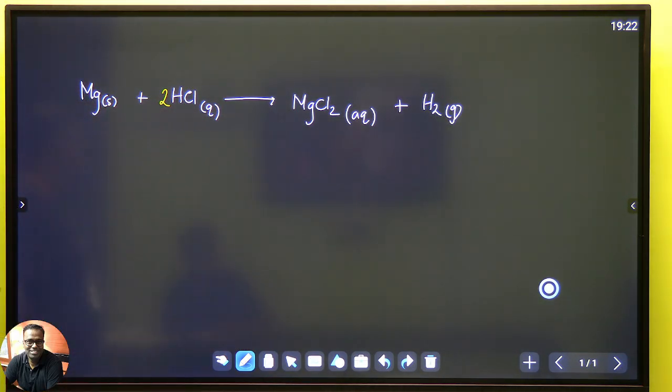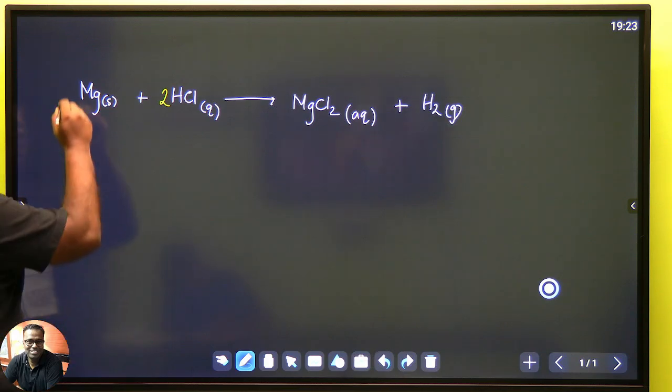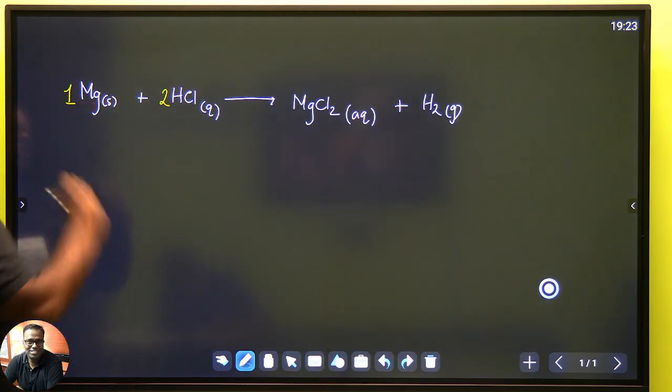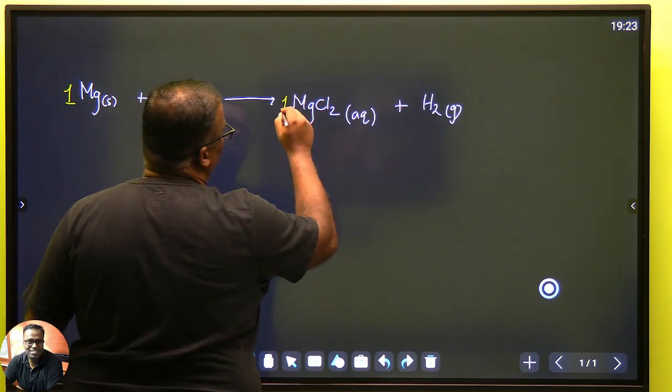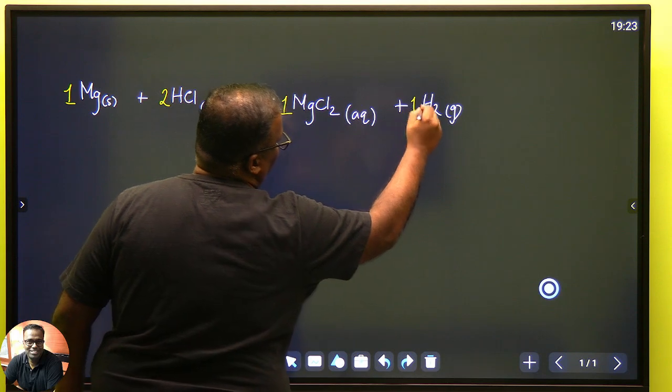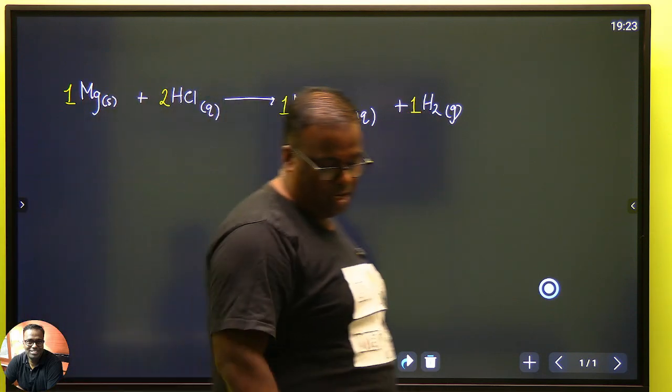Magnesium is balanced. So let us now arrive at our mole reaction. 1 mole of magnesium reacts with 2 moles of HCl to give you 1 mole of this product and 1 mole of this product. So mole clarity is there. Now we go to the question.